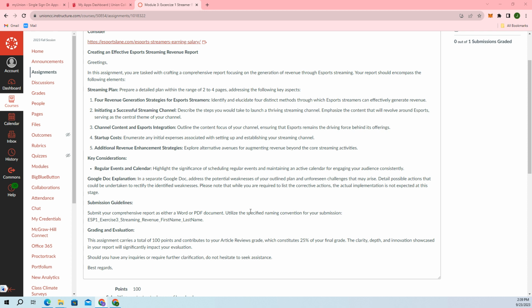So this is a Google Doc. In a separate Google Doc, address the potential weaknesses of your outline plan and unforeseen challenges that may arise. It's always good to think about the problems before they happen, or just getting ready to solve problems so you're not so surprised, and detail possible actions that could be undertaken to rectify any weaknesses while you are planning it out.